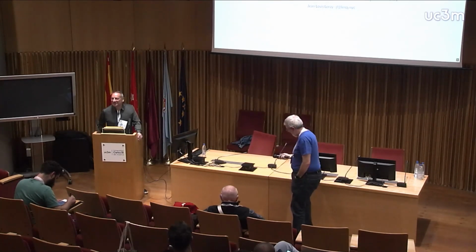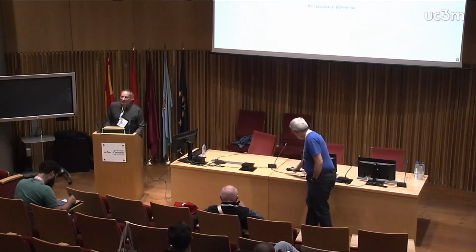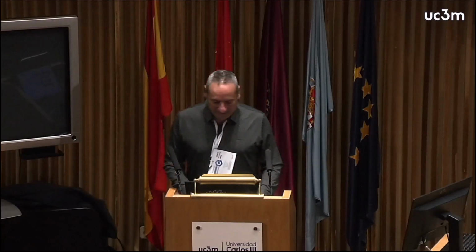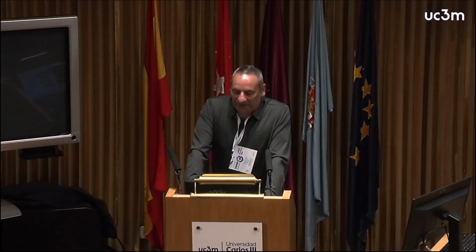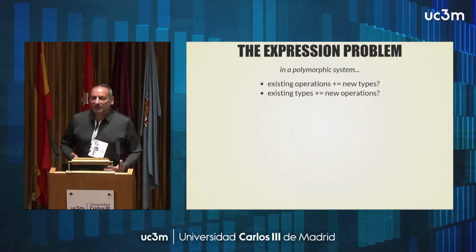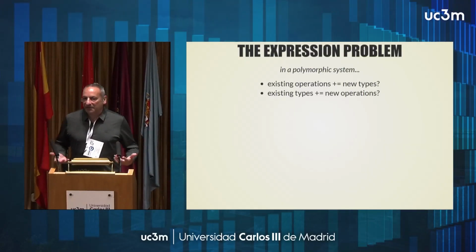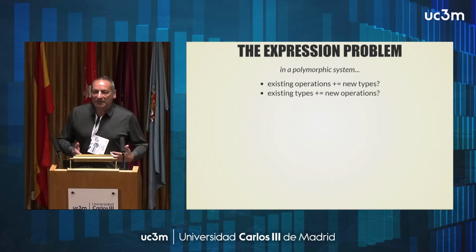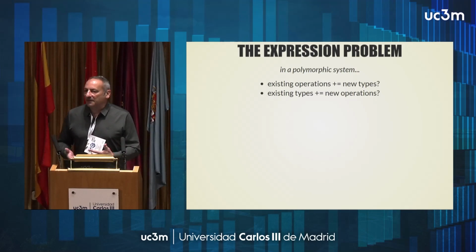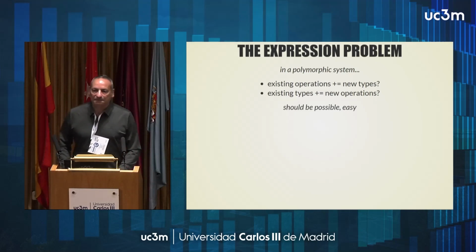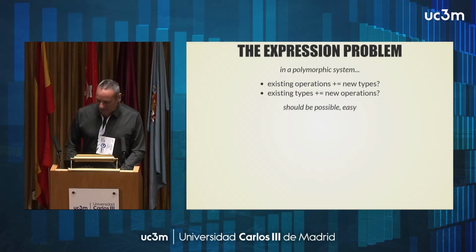Okay, good evening. I work for Bloomberg too, but I'm going to talk about a personal project of mine. What problem am I trying to solve? It's something called the expression problem. So consider that you have a polymorphic system that involves operations and types. And how do you extend it to new operations and new types? For the sake of reusability and composability, you would want it to be not only possible, but also easy, right? That is the expression problem.